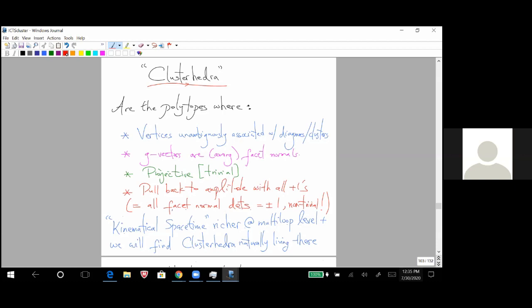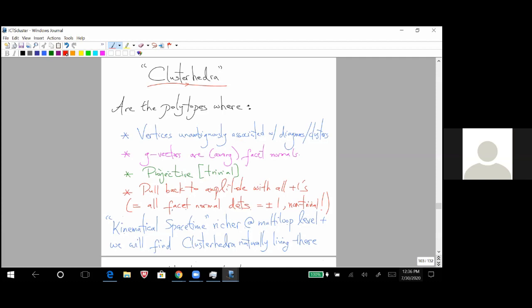But what we'd like is that every vertex that we see, the cap isn't some random thing. Every vertex should be associated with diagrams or clusters in a canonical way, and the finite number of G vectors we see will actually be normal facets of this polytope. We'll maybe see some other faces. We'll talk about what the other faces are. Of course, the canonical form for this thing will be projective.